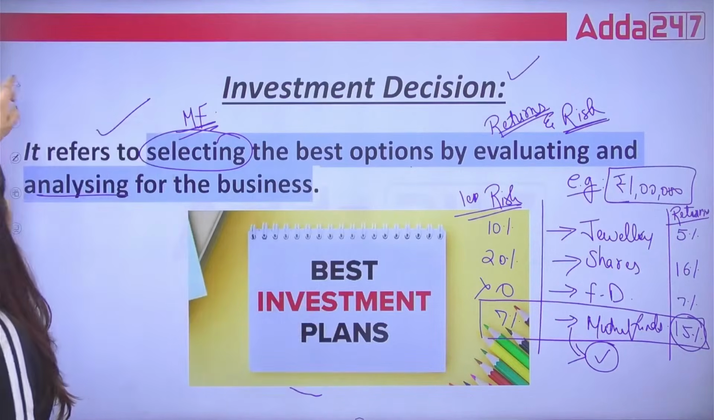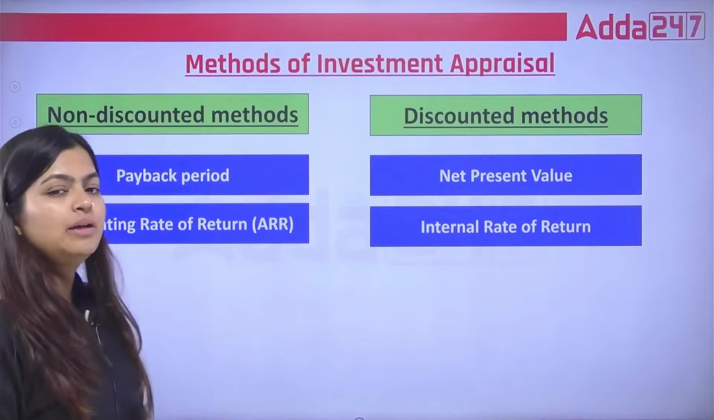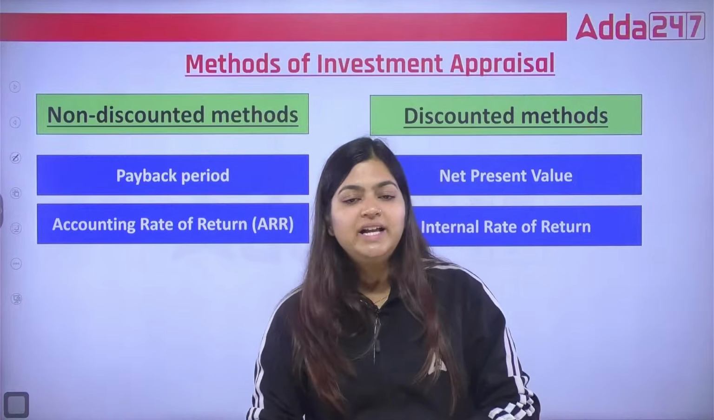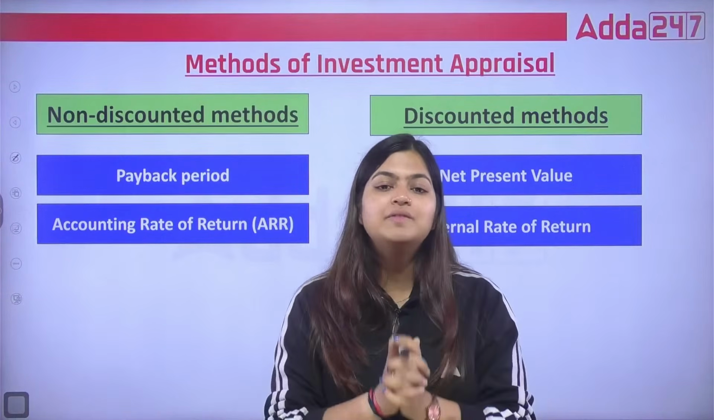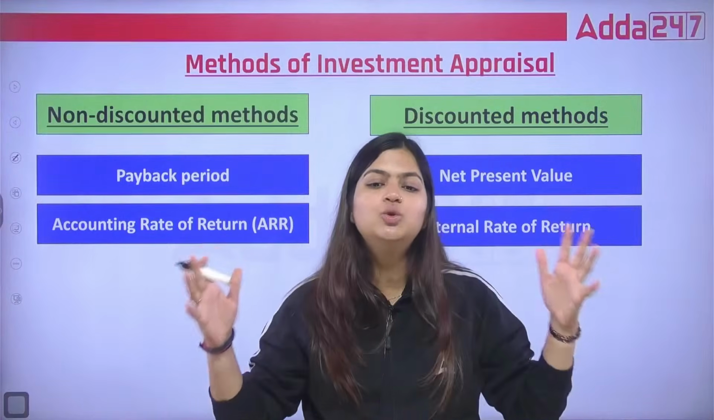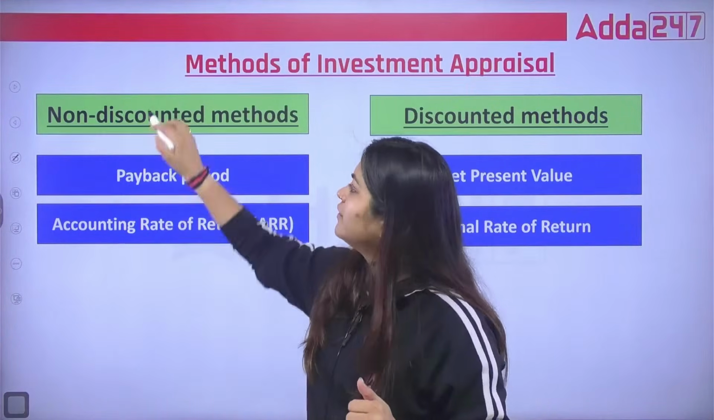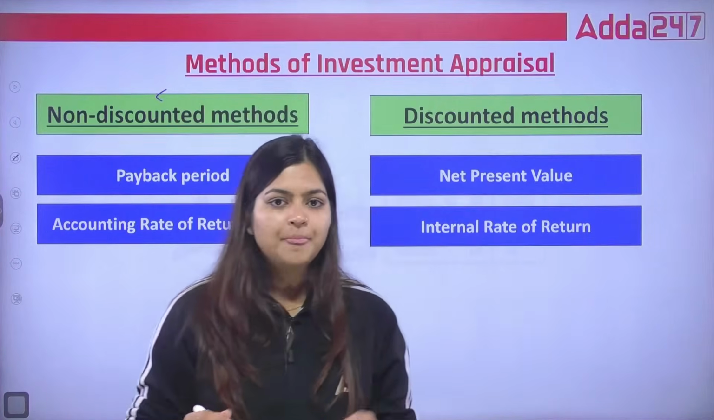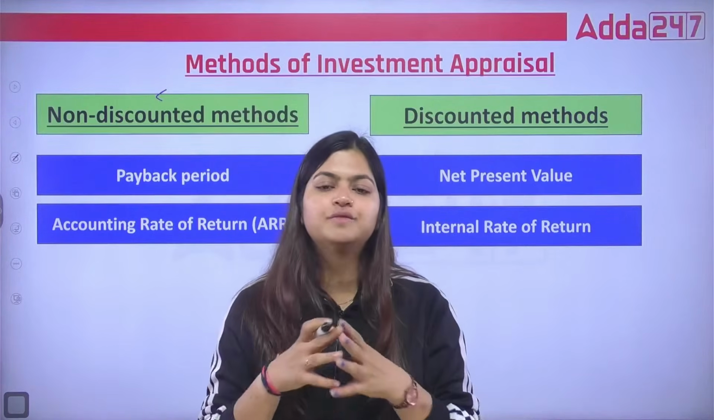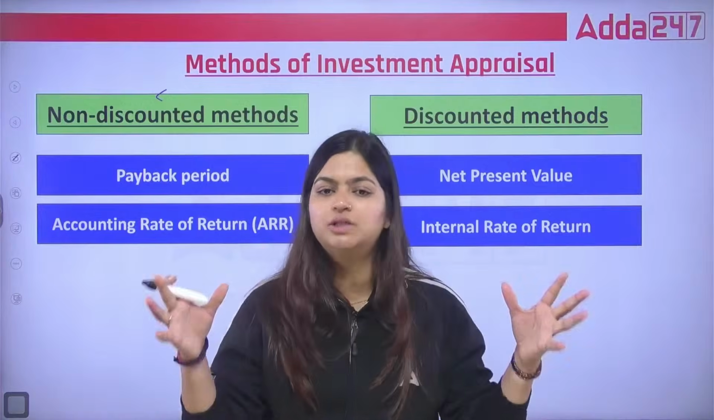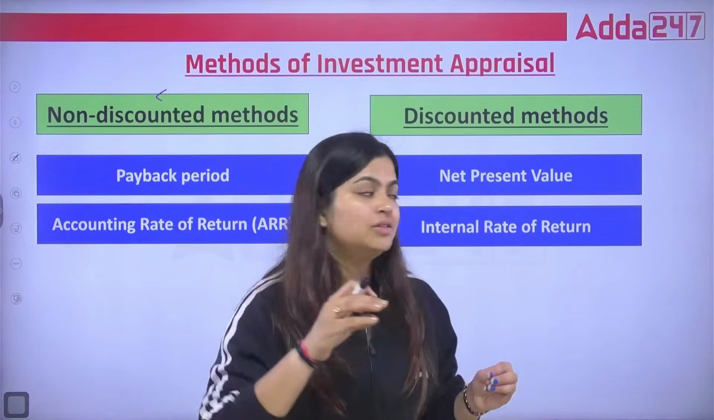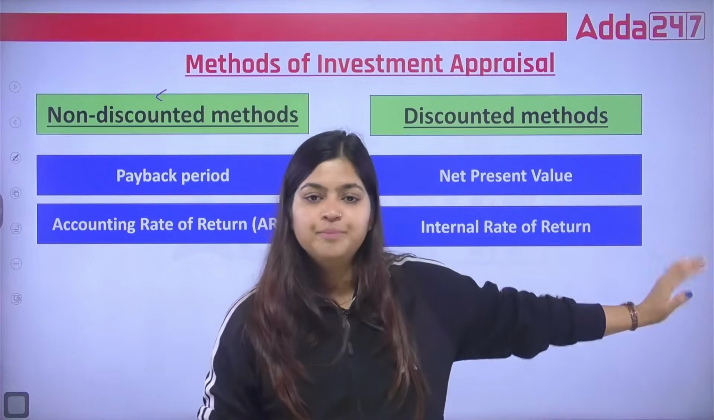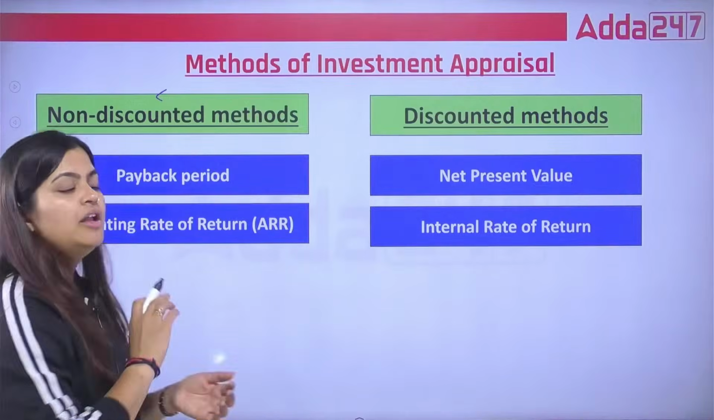Now, after that, let's talk about the methods. We have methods of investment appraisal. For making investment decisions, we have two major sides. First, non-discounted methods. Next, discounted methods. If you divide the major part of investment decision, you have two sides. Now, what are discounted methods? Leave that for some time. Let's talk about non-discounted methods.